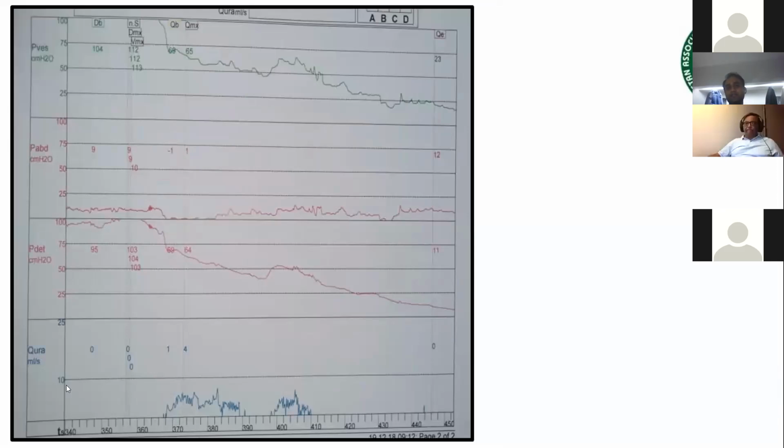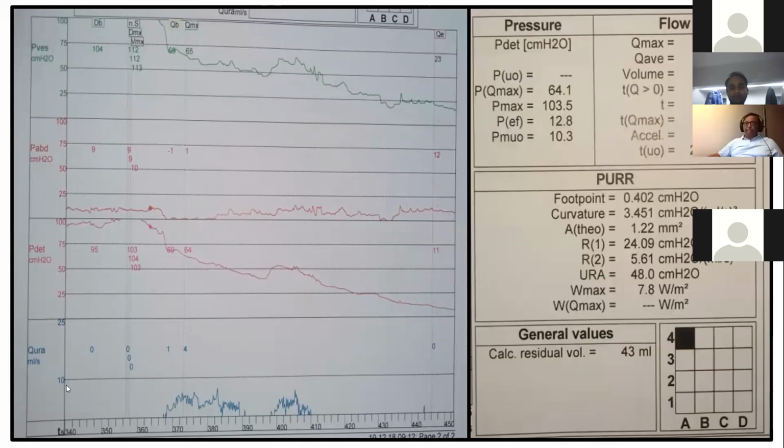The other part of this curve would be the voiding phase, and this is the voiding phase. In the voiding phase, we can see that the detrusor pressures are well above 100. So this patient has a high pressure system. But on the other hand, when we look at the flow with this high pressure, the flow is pretty much poor. It's less than around 10 mL per second, roughly a maximum of 8 mL per second. So this patient had a high pressure, poor flow system.